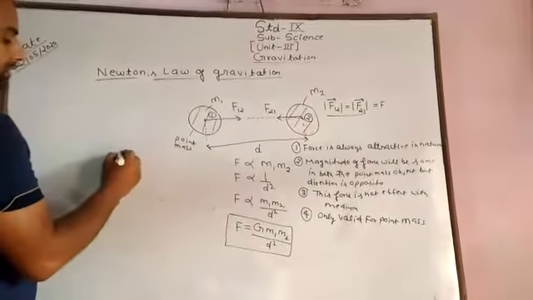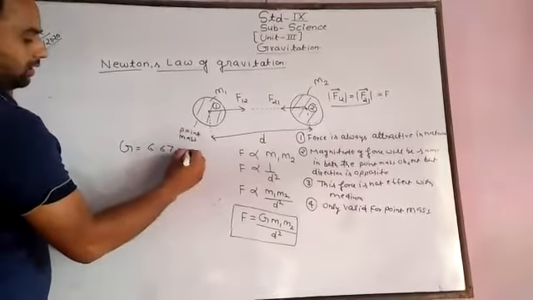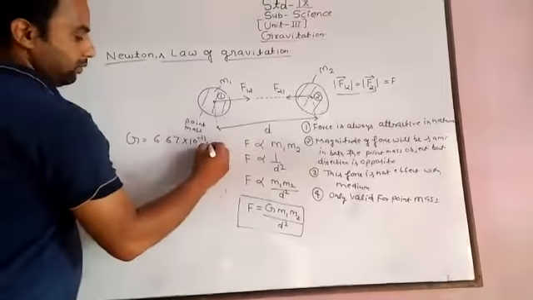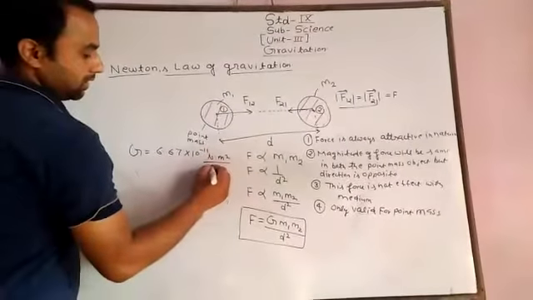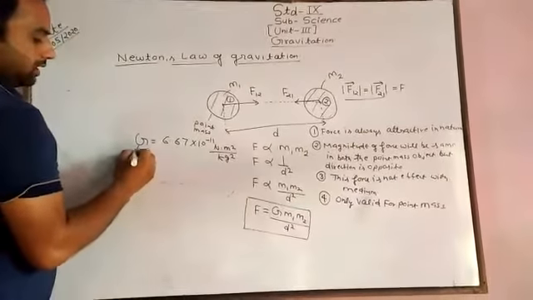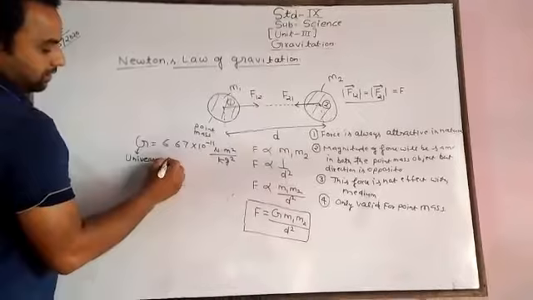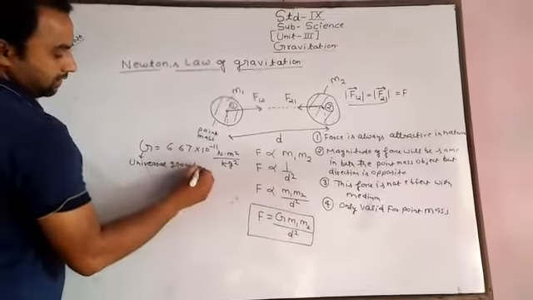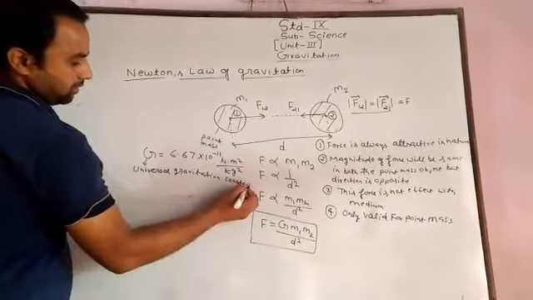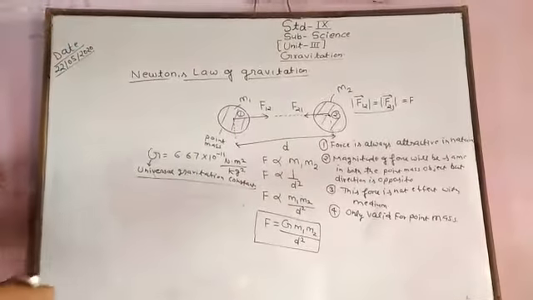Here the value of G is 6.67 into 10 to the power minus 11 Newton meter square upon kg square, and this G is called the universal gravitational constant. We have to remember this formula also.